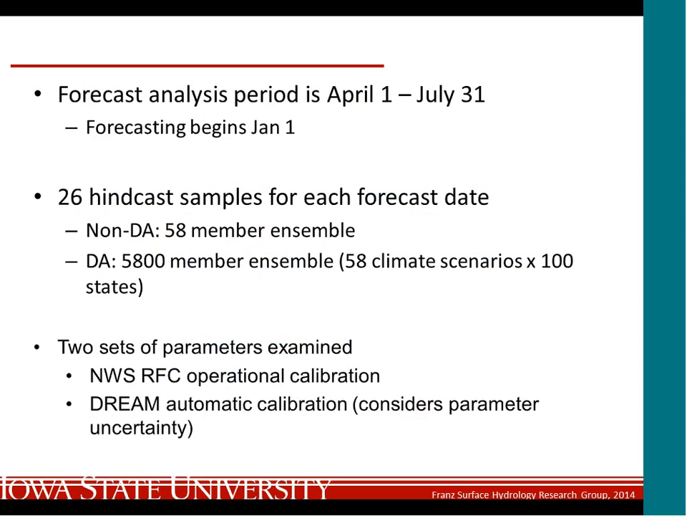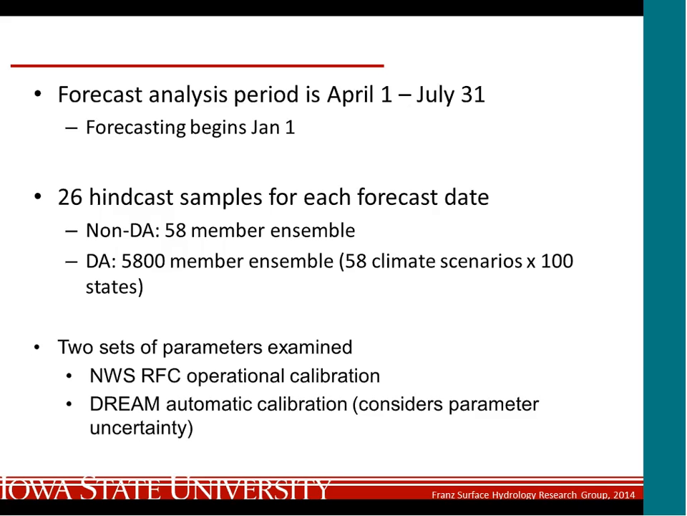The forecast analysis period is April 1 through July 31st. They begin forecasting on January 1st, but they only look at the April 1 to July 31st period, which is the time period during which most of the melt occurs, and that information is then used for water supply planning. We had 26 years of snow data available to do the updating. So when we're looking at our sample size for the hindcast, we have 26 years of hindcast available, and 58 years of climate data to generate our ensembles.